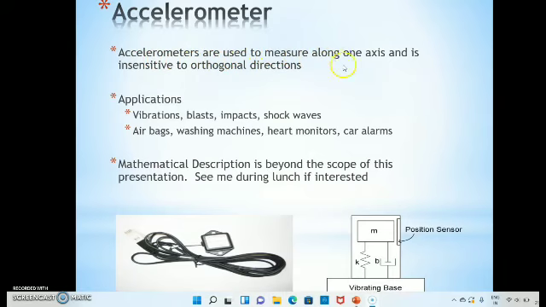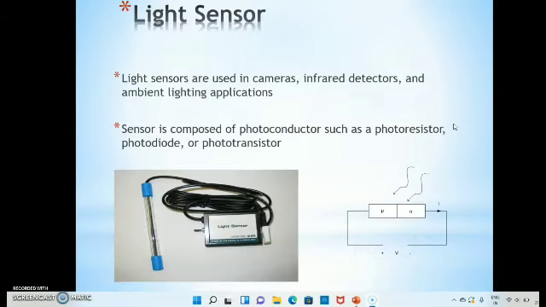Accelerometers are used to measure along one axis and are insensitive to orthogonal directions. Applications of accelerometers are vibration, blast impacts, shock waves, airbags, washing machines, heart monitors, and car alarms. Mathematical description is beyond the scope of this presentation.